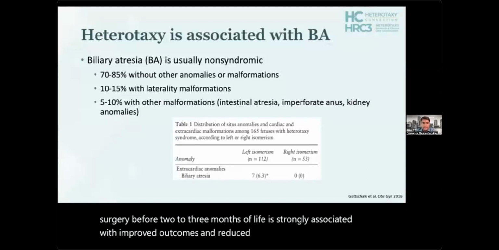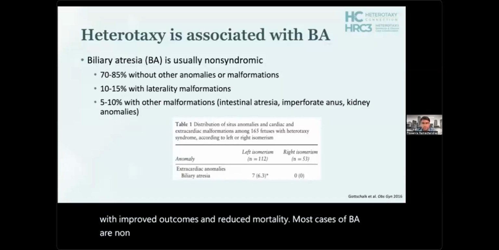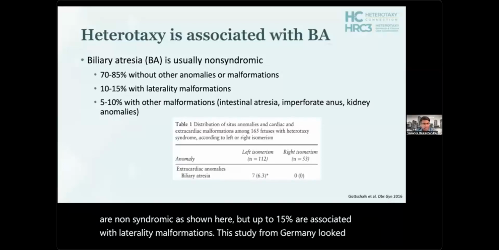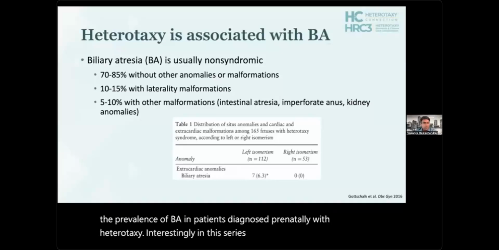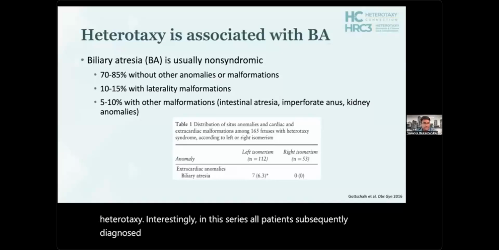Most cases of BA are non-syndromic, as shown here, but up to 15% are associated with laterality malformations. This study from Germany looked at the prevalence of BA in patients diagnosed prenatally with heterotaxy. Interestingly, in this series, all patients subsequently diagnosed with BA had left isomerism.